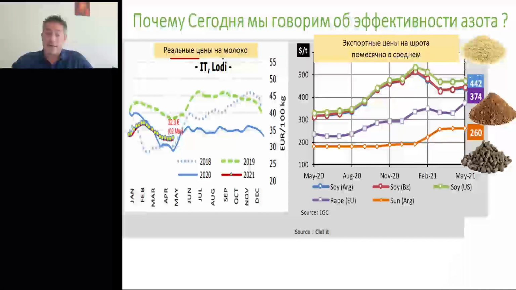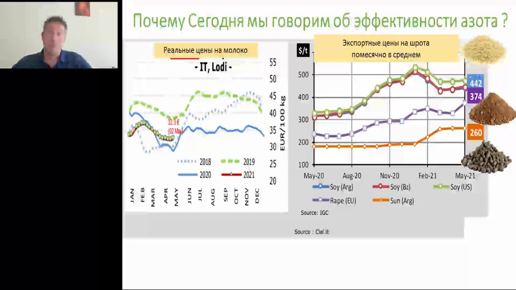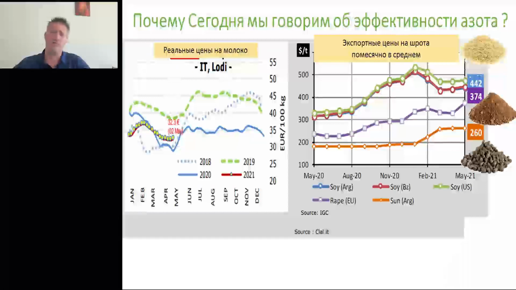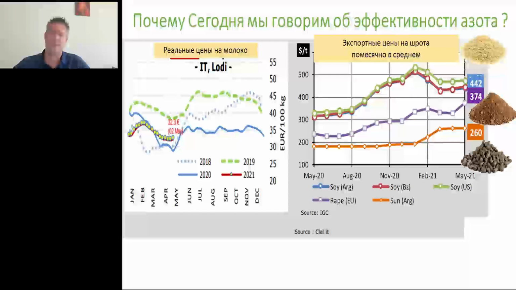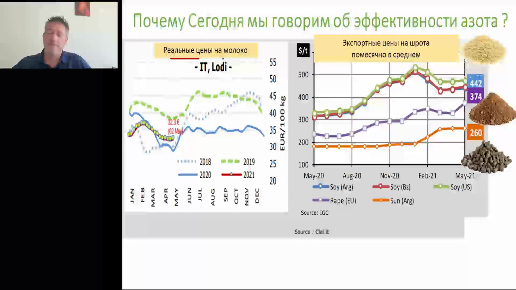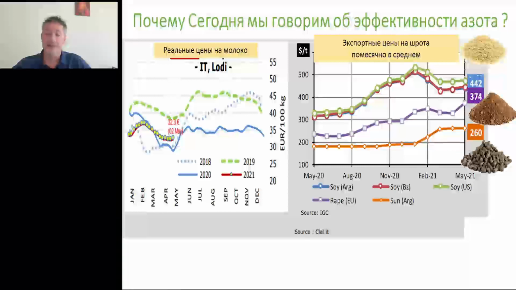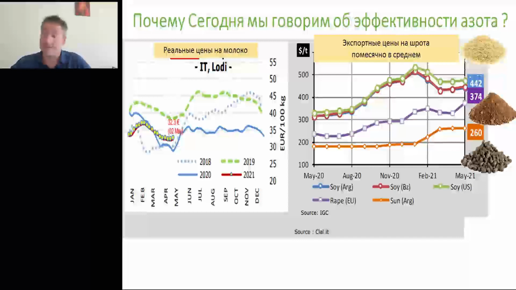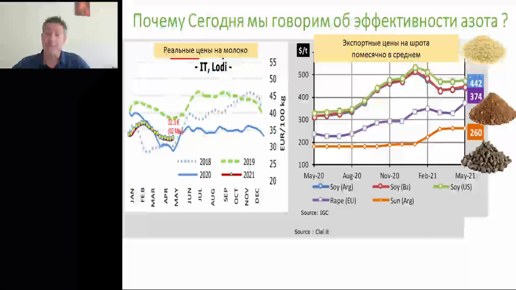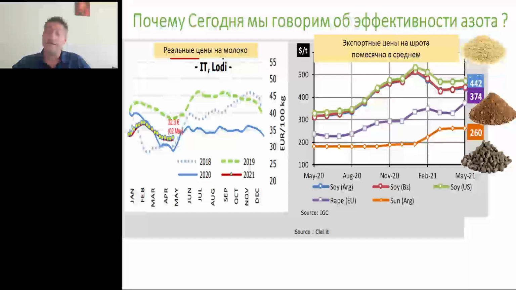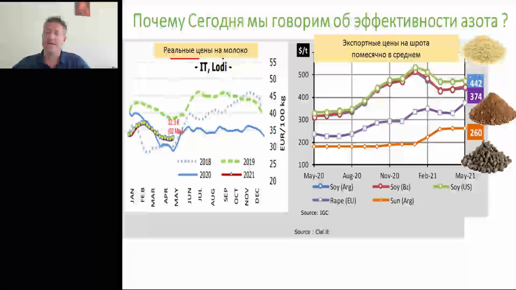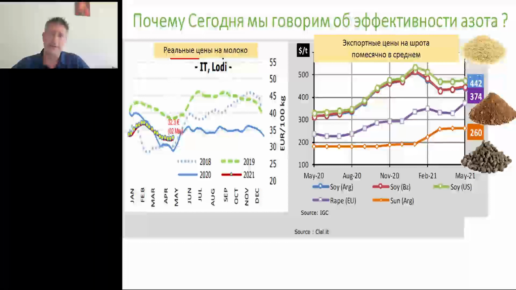And what is happening is that the situation with, as you know, the raw material, especially protein sources of raw material, are very expensive. In the graph on the right side of the slide, we see the three most common sources of protein, like sunflower meal, rapeseed meal, and soybean meal, with prices very high. Over the last year, the prices increased by 50%.